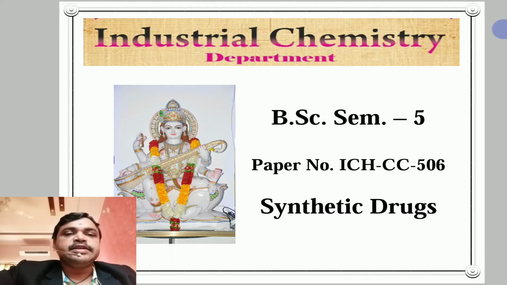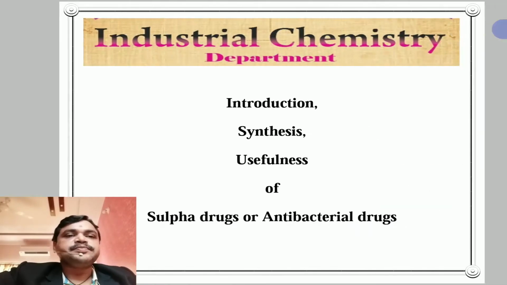In the last lecture, we started our last group, sulfa drugs or antibacterial drugs. In that lecture, we synthesized two compounds, sulfathiazole and sulfacetamide. And in this lecture, we synthesize the remaining two compounds, sulfapyrimidine and sulfafurazole. So, we start with sulfapyrimidine.